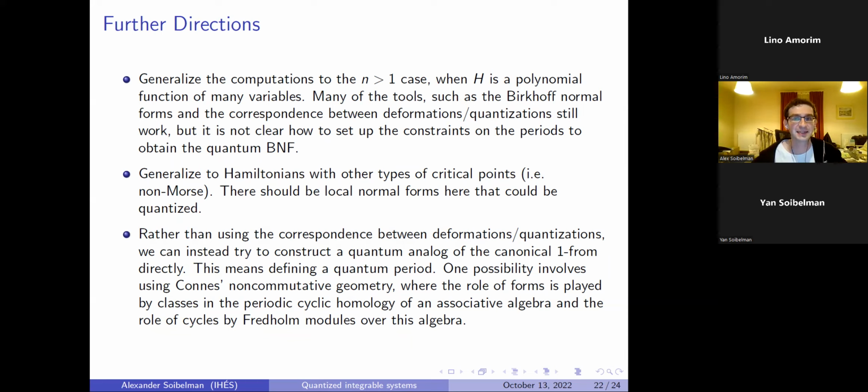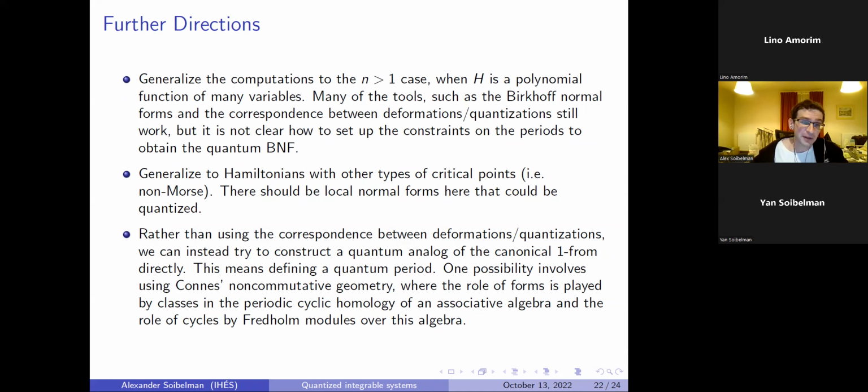But if I have h as a function in multiple variables, then a lot of this other stuff works. So the Birkhoff normal form, as I've stated it, in terms of these various commutative diagrams, exists in the multivariable case. And the part about the correspondence between deformations and quantizations for this integrable system without the critical points still works. But the part that involves this vector bundle E, placing constraints on the sections and these variations of Hodge structure, that part is not entirely clear. So that's something to work on. And of course, you can also try to look at non-Morse critical points, so something more complicated. And hopefully in that case, there are also normal forms that you can quantize.